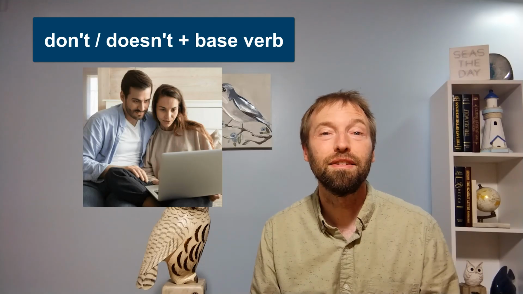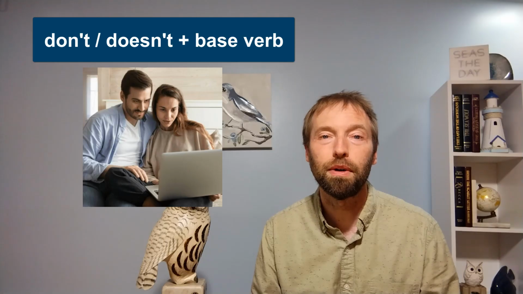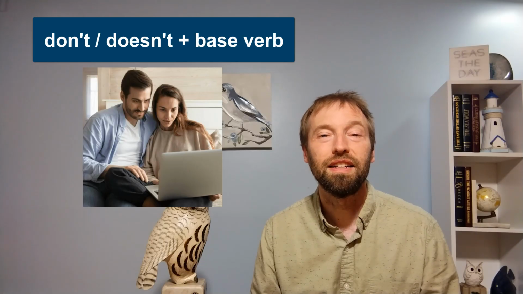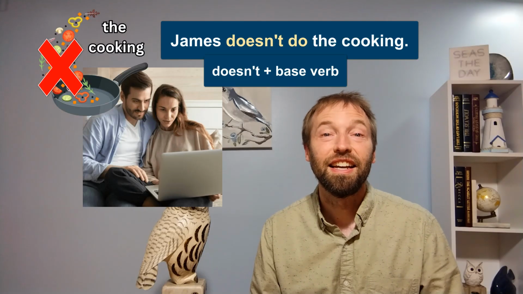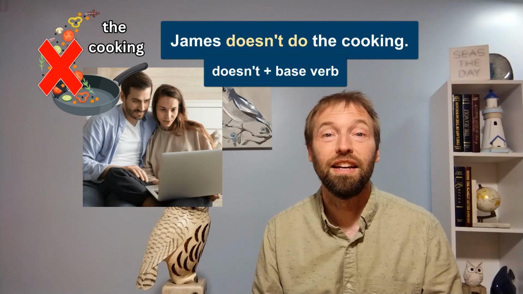Now remember, we use don't and doesn't to make negative sentences. Don't and doesn't are followed by base verbs. A base verb is the simplest form of the verb. It's the verb you find in a dictionary. James doesn't do the cooking.